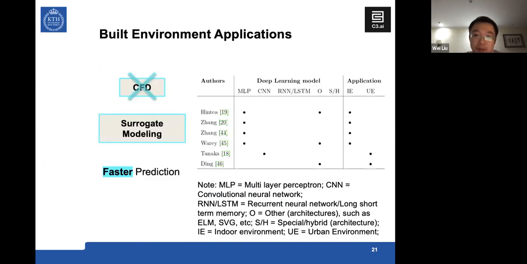So in the built environment, the current research is only limited to the so-called surrogate modeling for fast simulations. Depending on the specific problem, surrogate modeling can allow for orders of magnitude faster airflow simulation and even real-time prediction in some cases. So it solves one of the two problems raised by the safety simulations. It can be very efficient.